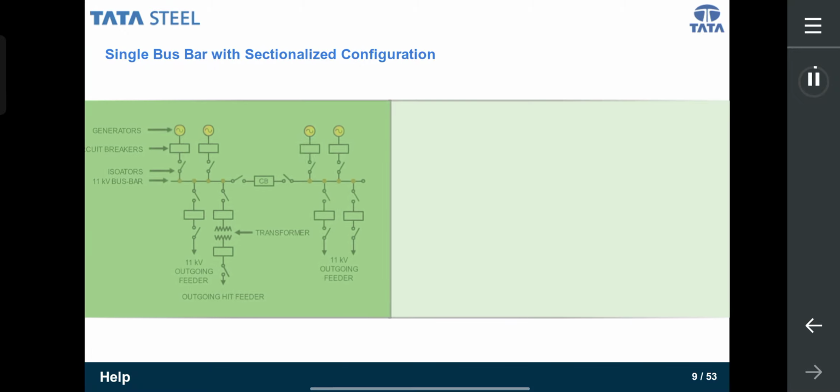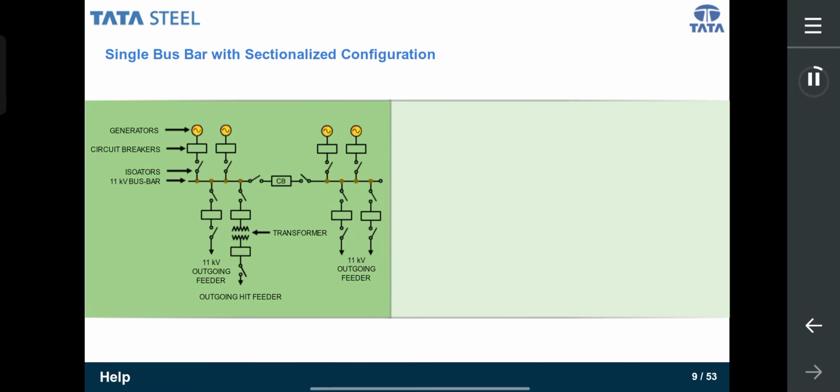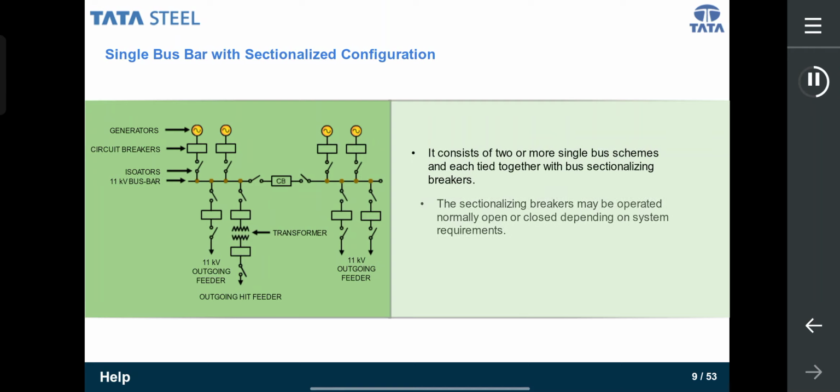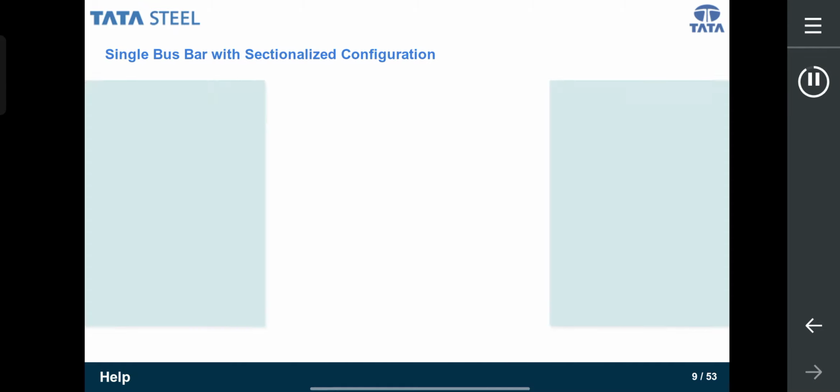Next type of bus bar is single bus bar with sectionalized configuration. An extension of the single bus configuration is the sectionalized bus arrangement. This arrangement is basically two or more single bus schemes each tied together with bus sectionalizing breakers. The sectionalizing breakers may be operated normally open or closed depending on system requirements. In this arrangement, a bus fault or breaker failure causes only the affected bus section to be removed from service, thus eliminating total substation shutdown.